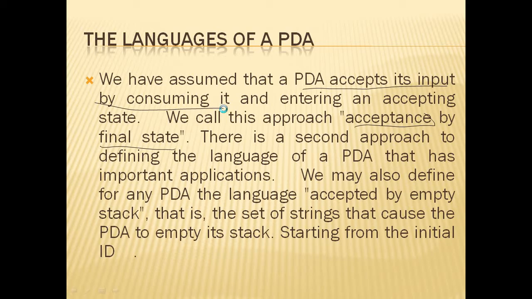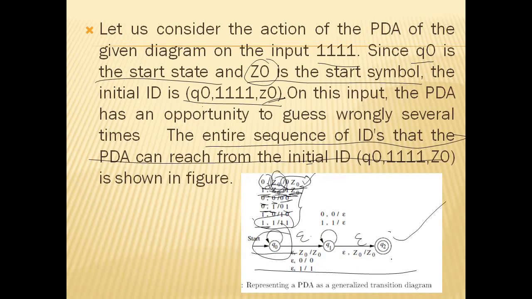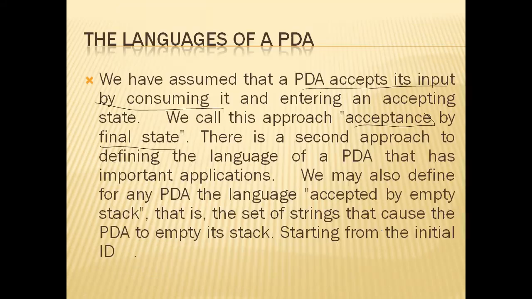For example, here in the previous example, this is the string 1111111. So after completing the string, we reach the state Q2. So Q2 is nothing but the final state, means we reach the final state. How we reached? By consuming the given input. So that is one language. So the PDA accepts its input by consuming it and entering an accepting state. We call this approach acceptance by final state.